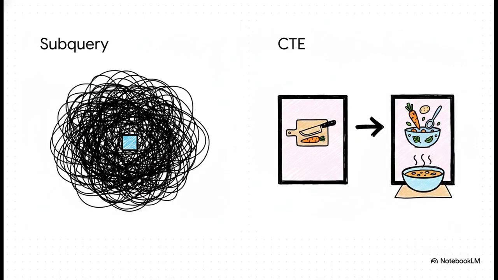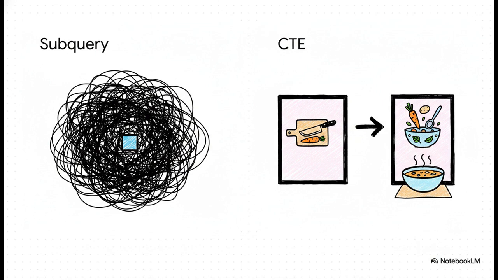Just look at the difference here. We're trying to find cars with a resale value below the average for their type. On the left, you've got this tangled subquery where you have to read it from the inside out. It's a real headache. But on the right, the CTE is like a clean, simple recipe.